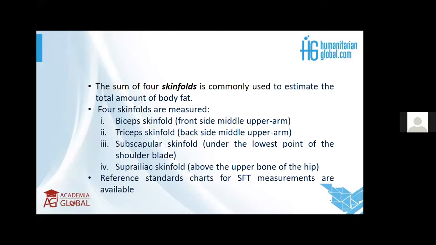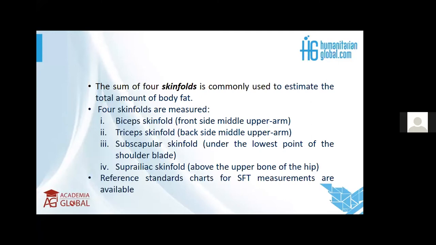So some of the skin fold thickness measurements that are commonly used to determine the total amount of body fat are found in various body parts. So some of them will be the biceps. This will be the middle upper arm. And here we also use the non-dominant arm. If you are right-handed, you use the left. If you are left-handed, you use the right.